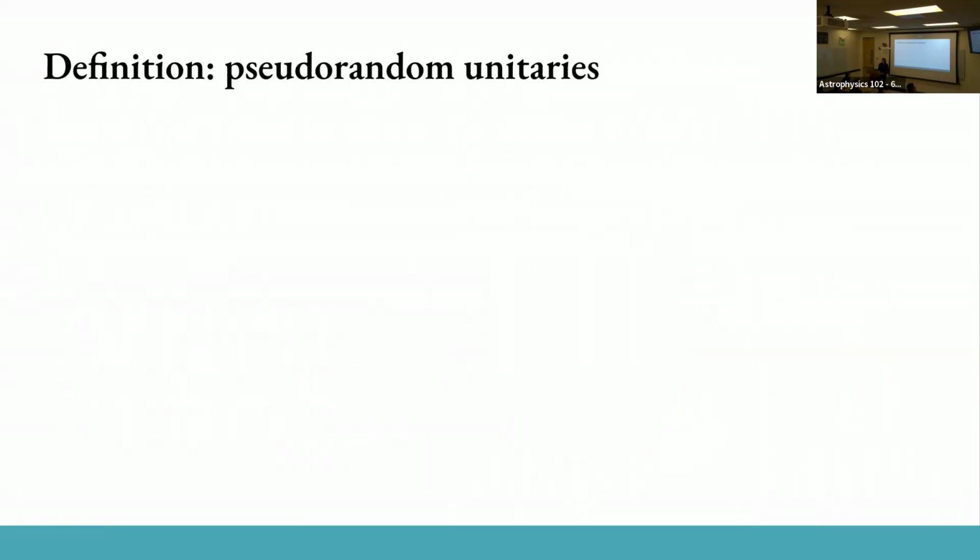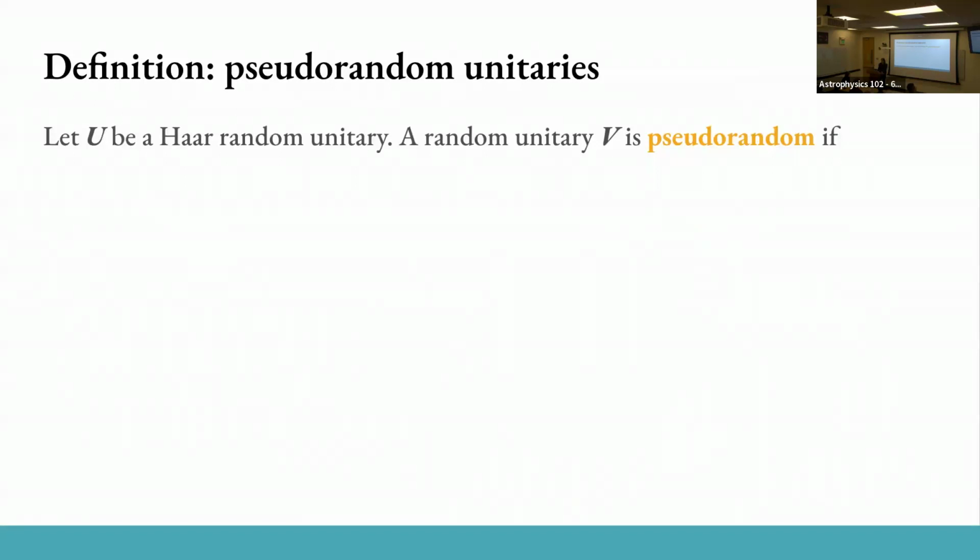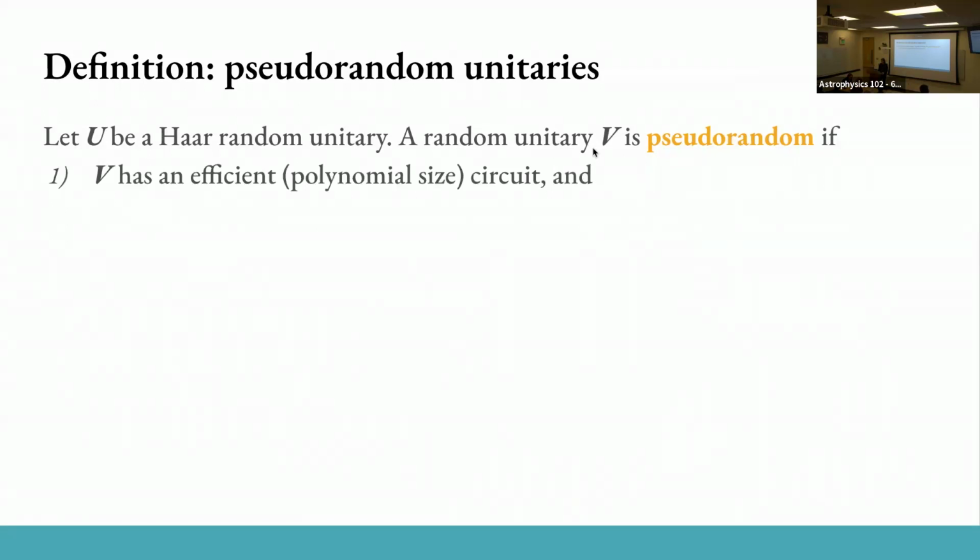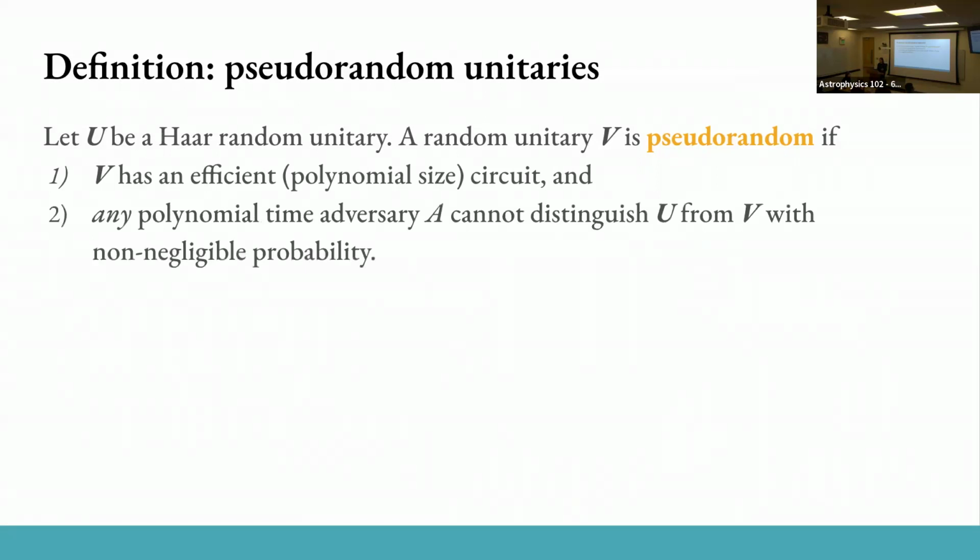By analogy, we can define a pseudorandom unitary. Formally, if U is a Haar random unitary, or just a uniformly random unitary, we say that a random unitary V is pseudorandom if, first, it has an efficient circuit. By efficient, I mean a polynomial size circuit. And also, again, a polynomial time adversary cannot distinguish U from V with high probability.